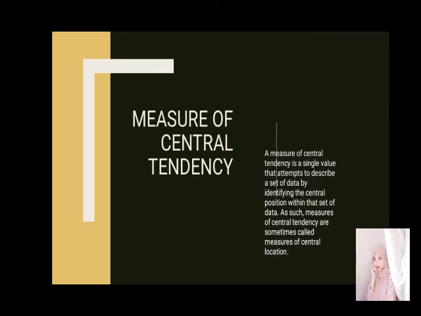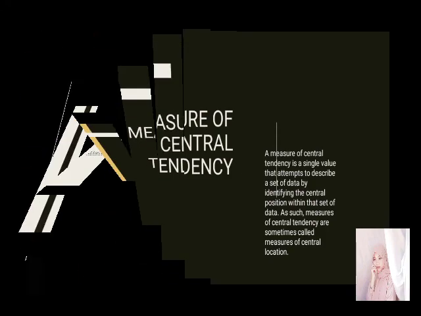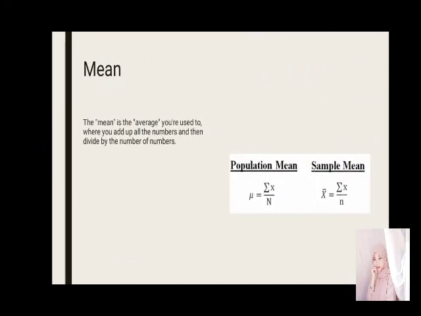A measure of central tendency is a single value that attempts to describe a set of data by identifying the central position within that set of data. As such, measures of central tendency are sometimes called measures of central location. When we speak of the mean, the most common average, we refer to it as the arithmetic mean, which is the sum of the observations divided by the number of observations. It is also referred to as the balance point of the dataset.